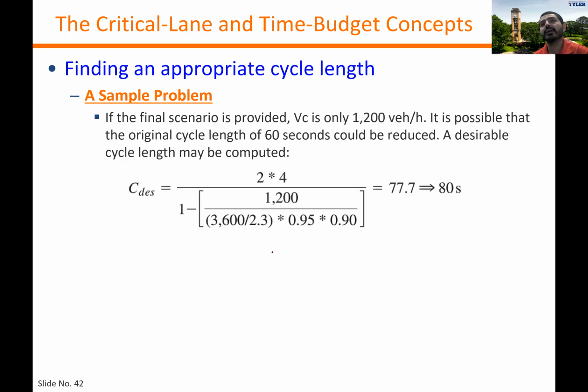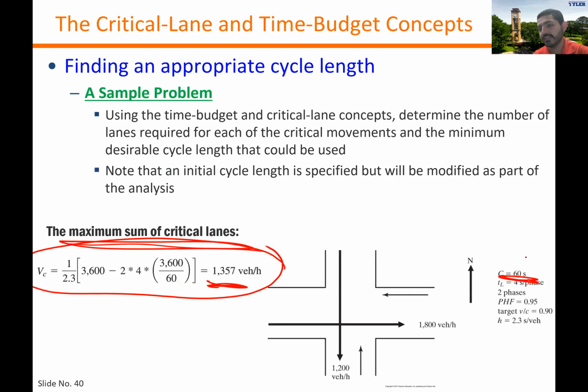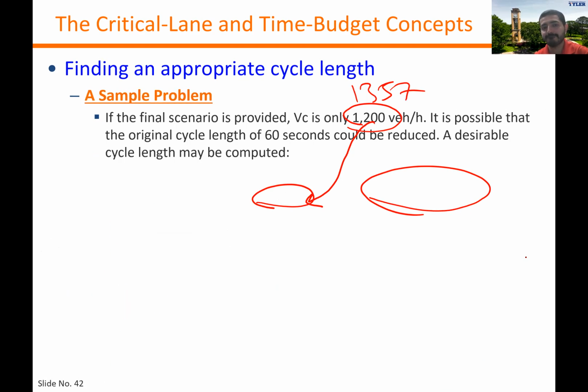We've gone through here a correction. We need to do a correction now for the design cycle length, because now you're not using 1357 anymore, you're using 1200. So that's why you're going to plug it into the equation to adjust the desirable cycle length. Now it's going to be 80 seconds instead of 60 seconds.